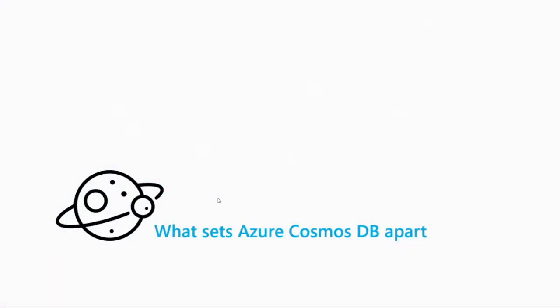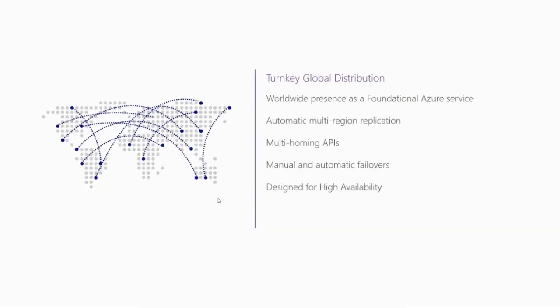So what are the things that really set us apart? Well, it is that global distribution. This is fundamental to Azure Cosmos DB. For those of you who are familiar with NoSQL databases, one of the key things is how do we make sure that the data is always available to you? How do we make sure that your data throughout the year is 100% available to you?